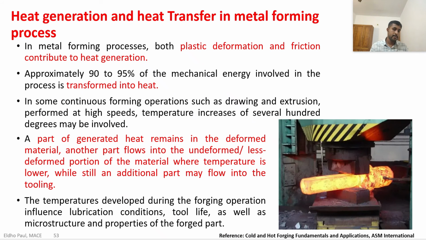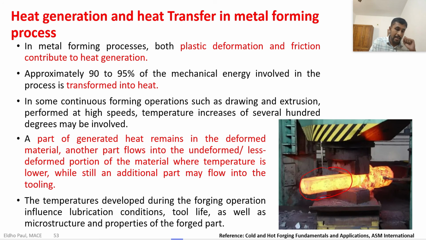The last topic is the heat generation and heat transfer in metal forming processes. In metal forming, commonly we do forming in two ways, that is hot forming and cold forming. Here in this picture we can see the material is in a very hot condition, so we can say this is hot forming or warm forming. In some cases, we do the forming operation at room temperature. The material will be at room temperature, and that type of forming is called cold forming.